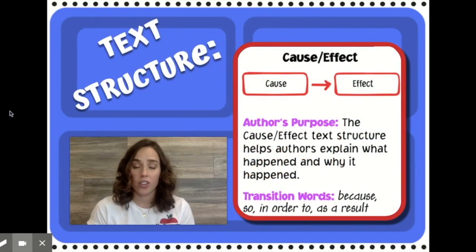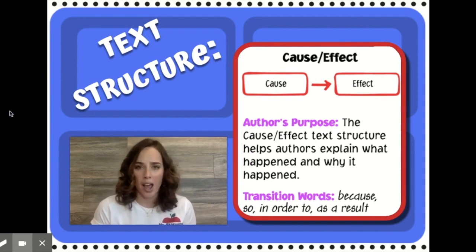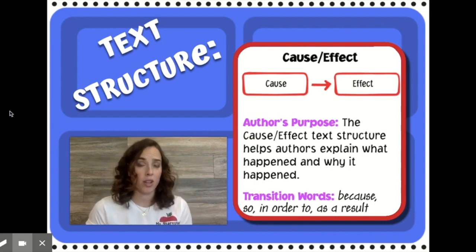Cause and effect. The purpose of an author using a cause and effect text structure is to explain what happened and why it happened. Look at these transition words and think, did Mr. Rosta use any of them in her skit?